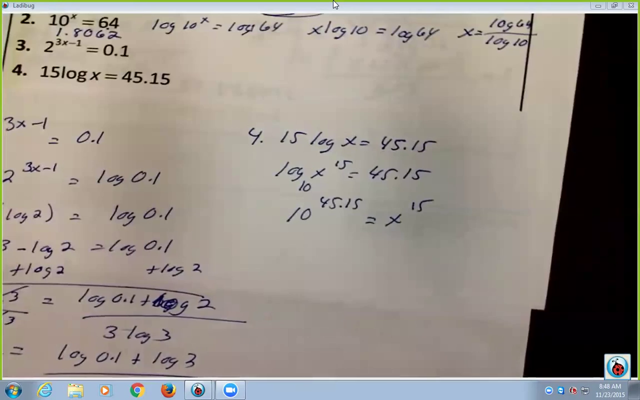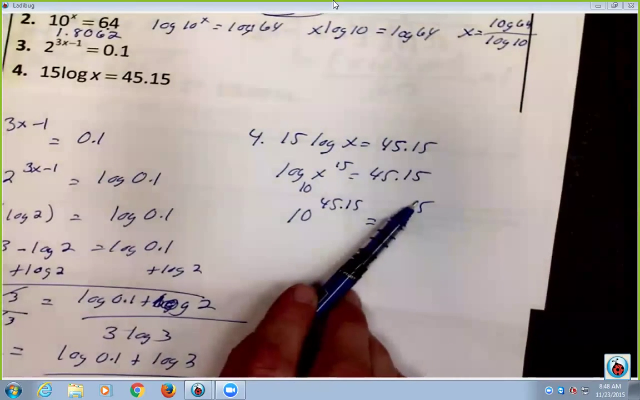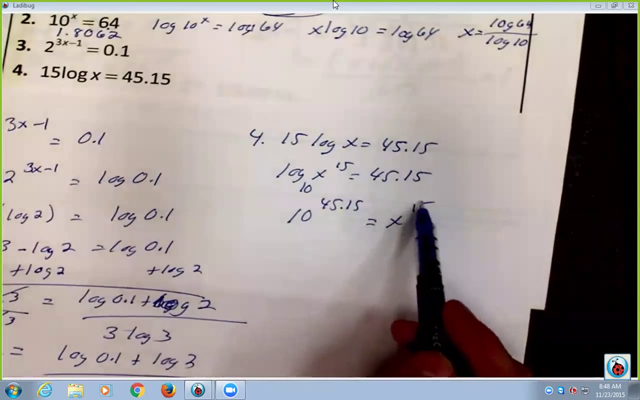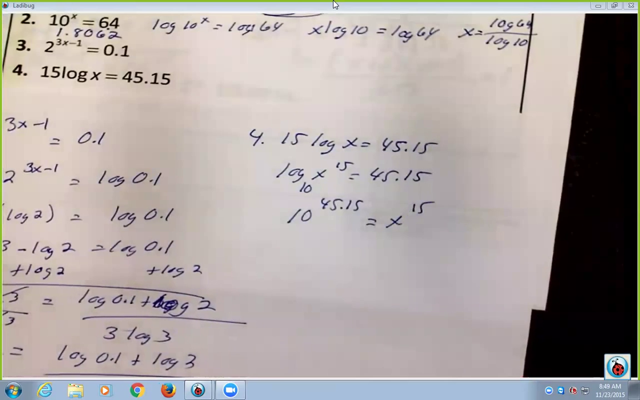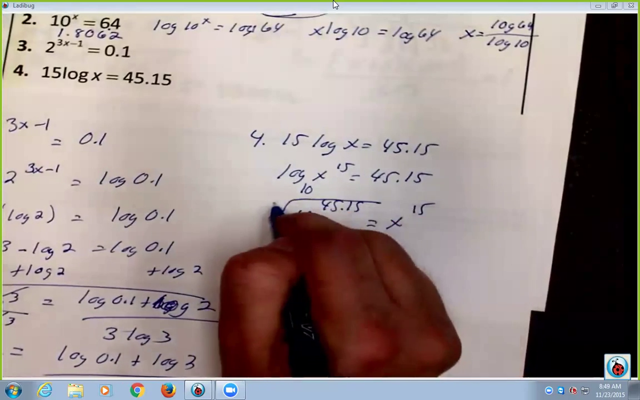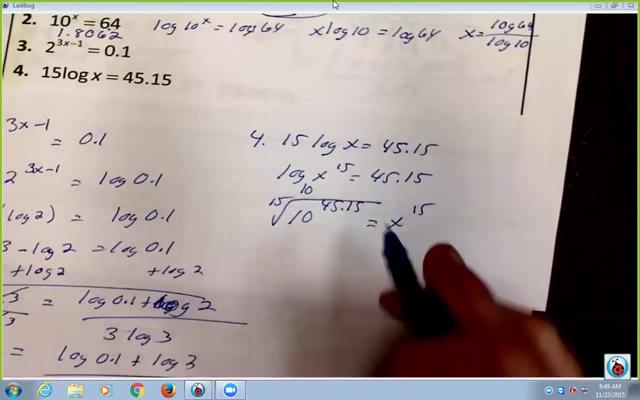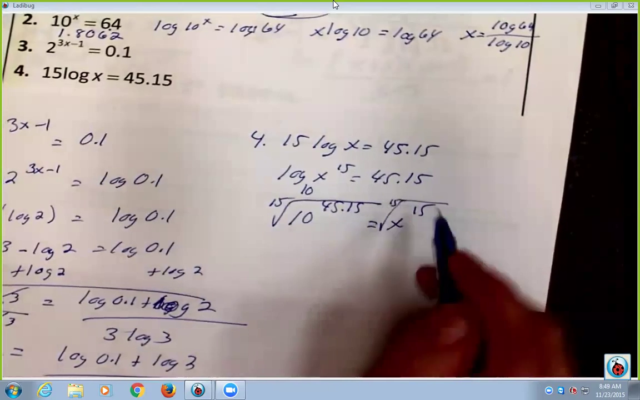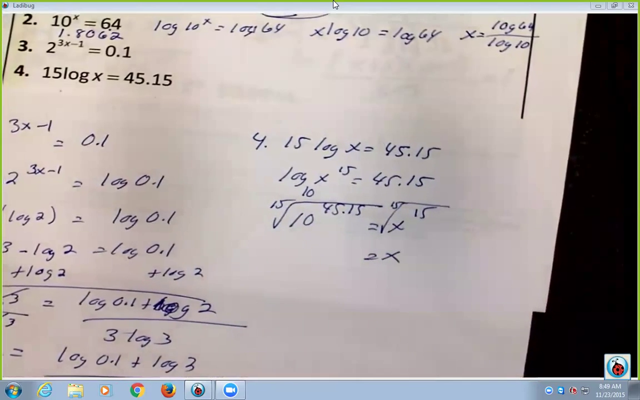So when we had x squared in here, what did we do? If this was a 2, it was x squared, we did the opposite of a square. We did the square root. So in this case, we got to do the 15th root of this side and the 15th root of that side to get x all alone.